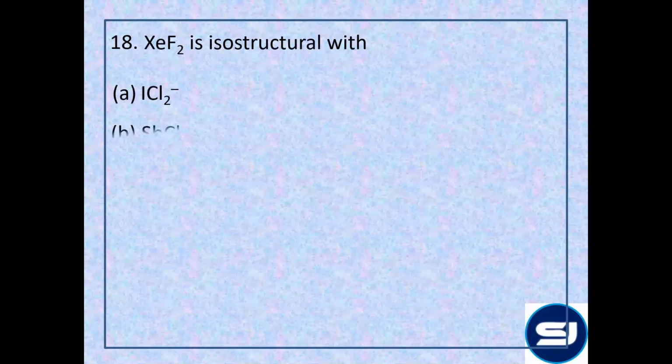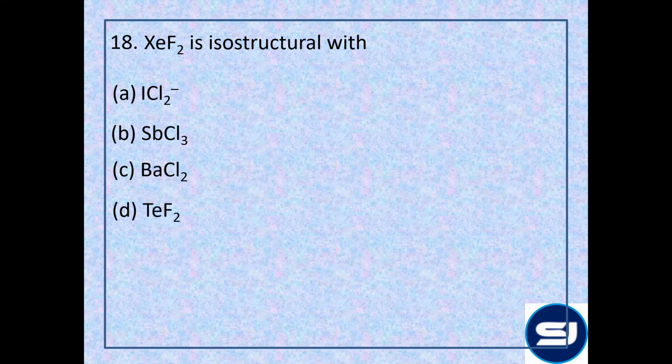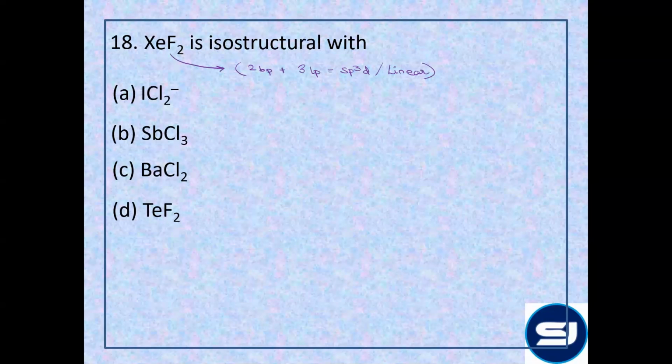ठीक है, XeF2 is isostructural with, मतलब having the same structure। तो पहले तो XeF2 का स्ट्रक्चर में there will be 2 BPs and remaining 6 electrons will have 3 LPs which is equal to sp3d and with 3 lone pairs it will have a linear shape। तो linear shape और किसका होता है?